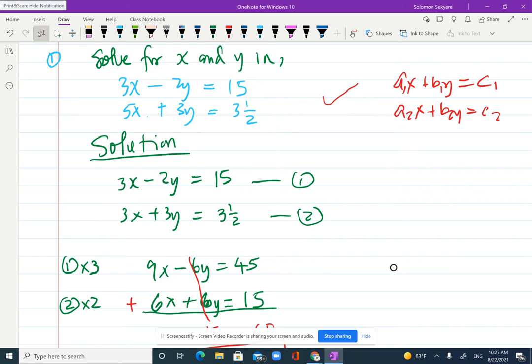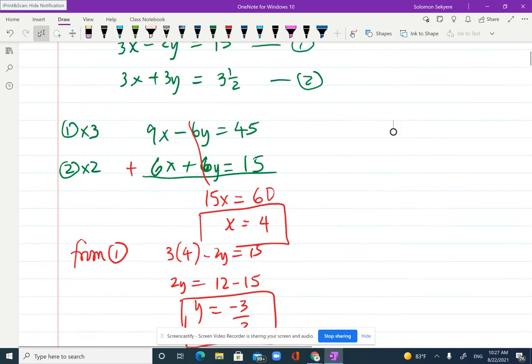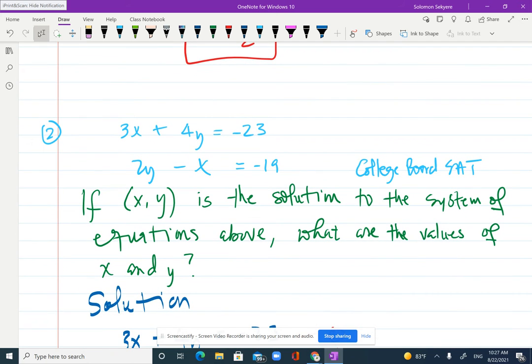Use the elimination method. If you're allowed to use a calculator, you can get it done pretty quickly, and that's the solution there. You can look at it later on. How about this one here? This is from the College Board SAT. This is still the standard kind, except the x is, quote unquote, on the wrong side.